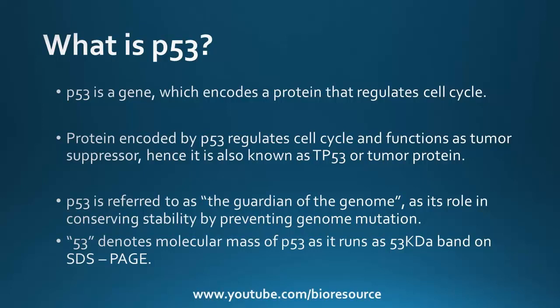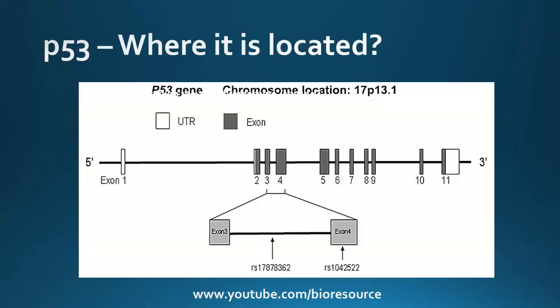So, the main function of p53 is to prevent genome mutation. The 53 in p53 denotes the molecular mass of p53, as it runs as a 53 kDa band on the SDS-PAGE. So p53 is a 53 kilodalton protein. Where is it located? It is located on chromosome number 17.